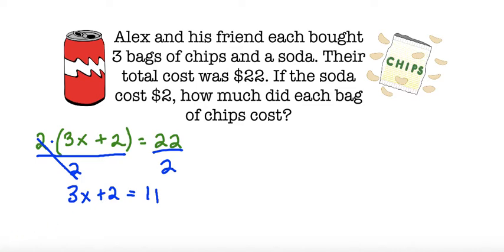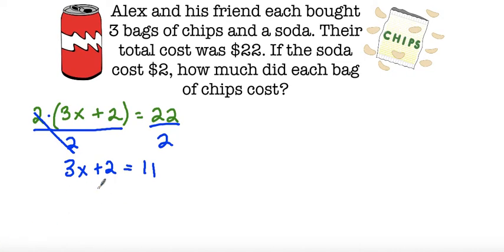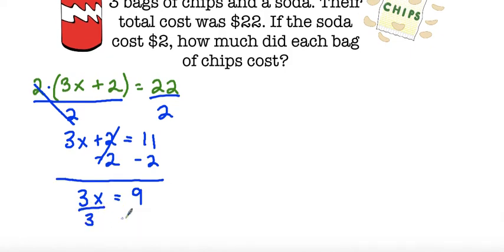And so here we have 3x plus 2 equals 11. We could subtract 2 on both sides. That cancels out. We're left with 3x is equal to, now 11 minus 2 is 9, so 3x is equal to 9. And we could divide by 3 on both sides. 3 divided by 3 is 1x, so x equals 3. So each bag of chips cost $3.